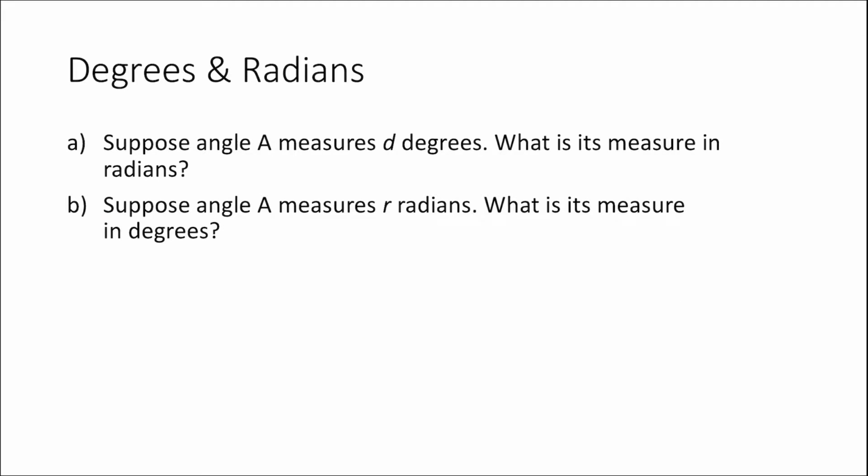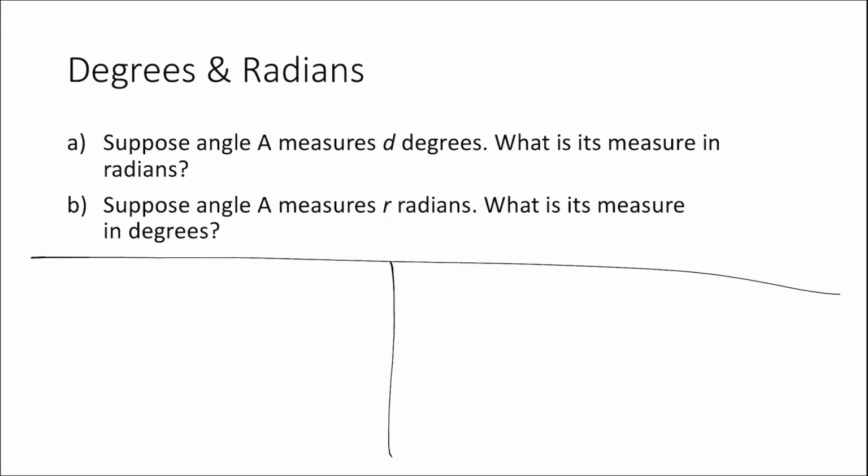Now we're going to do degrees and radians. In calculus, we're going to deal with mostly radians. So if you're using a calculator, try to always use radians because that's what we use. It just makes sense. So let's say angle A measures some degrees, convert to radians. You should know how to do this already. So let's do degrees.